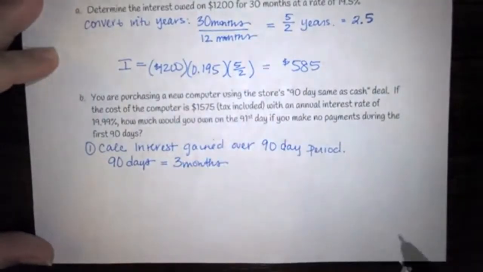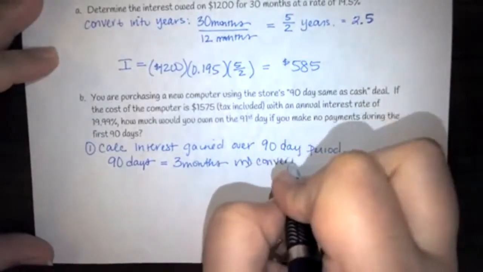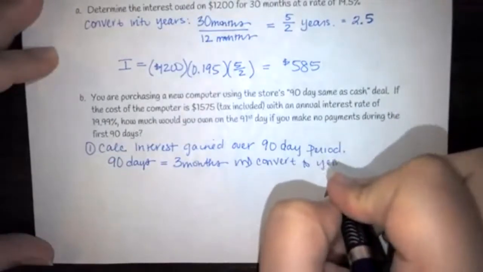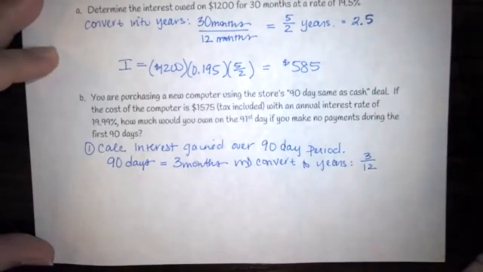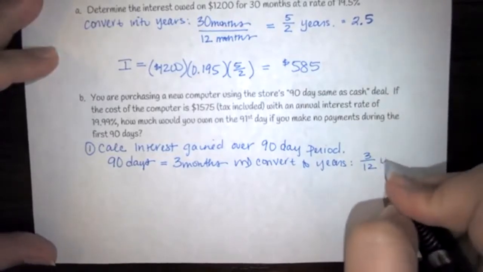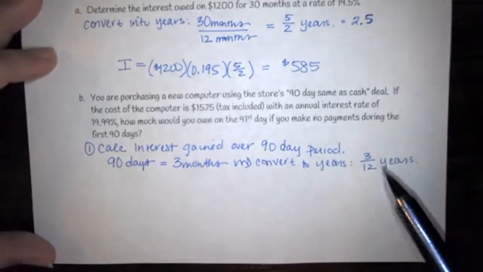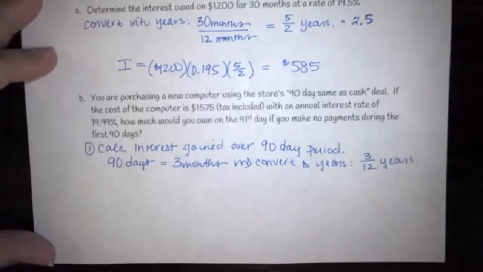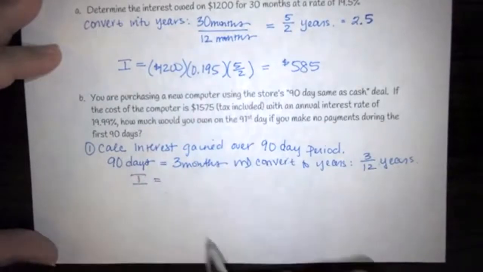So if we convert that into years, okay, so to convert to years, we're going to have 3 over 12. And I would go ahead and leave it like that because you have a calculator, so you might as well. If you want to reduce this, obviously it would reduce down to 1/4, but it's up to you what you choose to do. So here we need to calculate your interest.